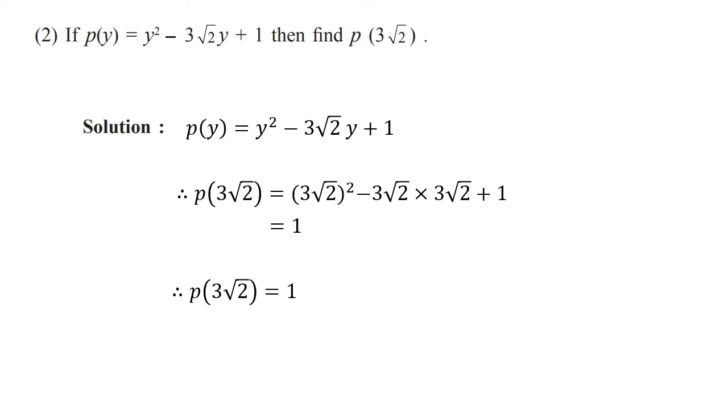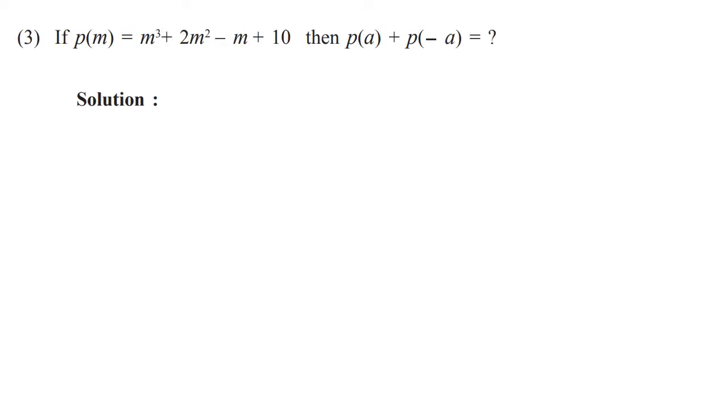Okay, let's go towards third question now. If p of m is equal to m cube plus 2m square minus m plus 10, then p of a plus p of minus a is equal to question mark. Now see, the polynomial has variable m, and then that m we have to replace by a here in the first case, and in the second case we have to replace it by minus a, and then we have to find the value. Okay, so let's write down the given polynomial first.